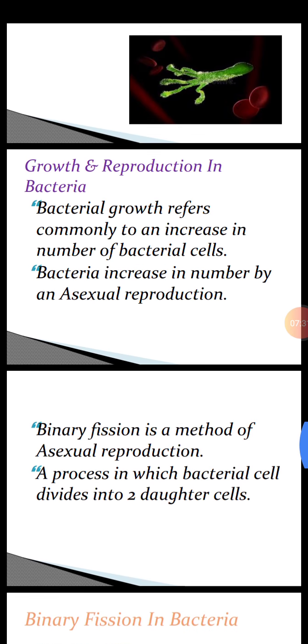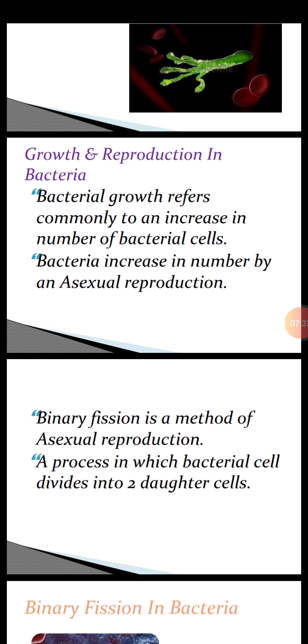Next topic is growth and reproduction in bacteria. Bacteria are the microorganisms which rapidly increase their population. Bacterial growth commonly refers to an increase in the number of bacterial cells. That is, they grow and their cells increase in number, their population increases. Bacteria increase in number by asexual reproduction, in which a single parent is involved.